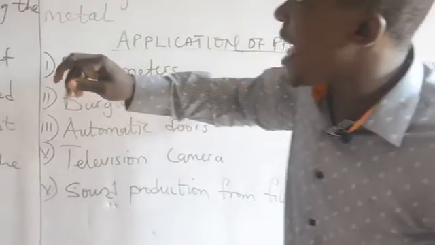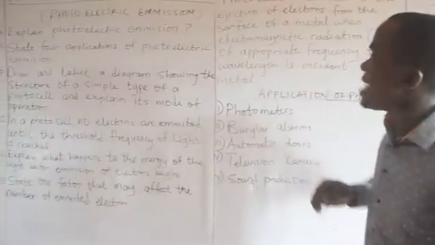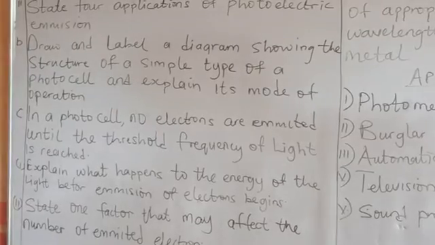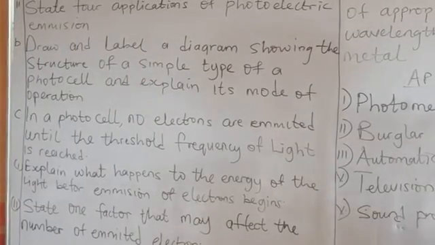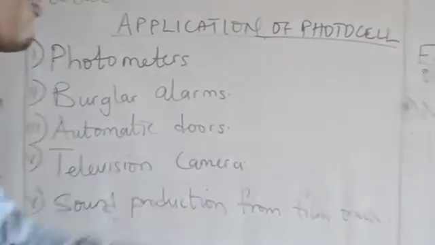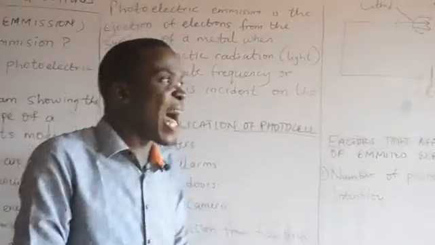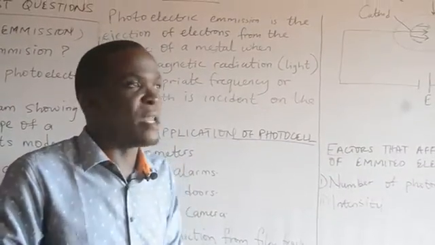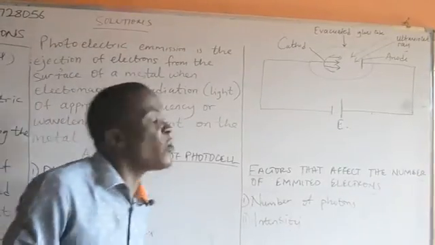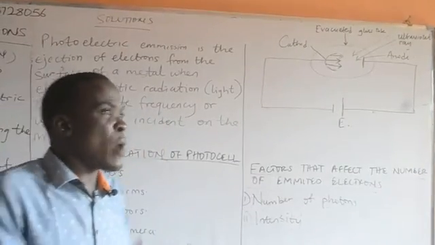Now, looking at it, it said, draw a diagram showing the structure of a simple type of photocell and explain its mode of operation. Now, one way or the other, many of us might have encountered what we mean by photocell in our houses or on the streets, but we may not be able to recognize and know the effect.